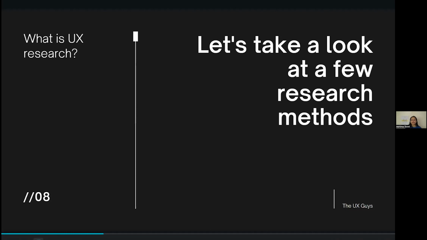So let's take a look at a few research methods. Like I said, I've picked out 10 of them, and they're all over the place. And I've done it on purpose, that there is no real flow to it, or it doesn't coincide with the chronological order of the design process.